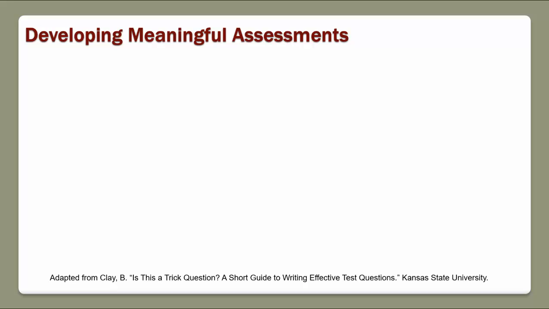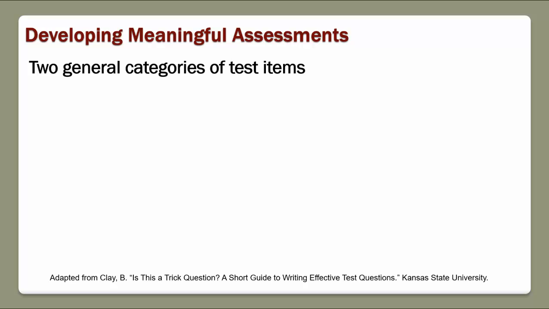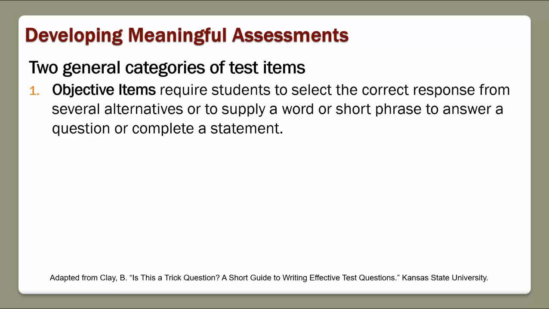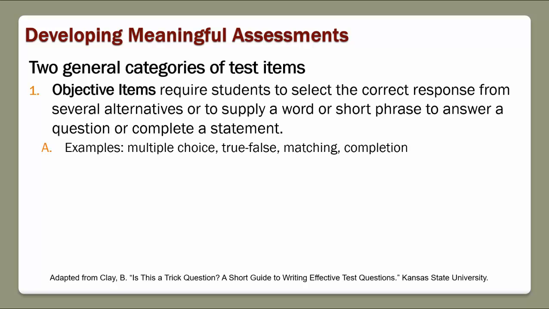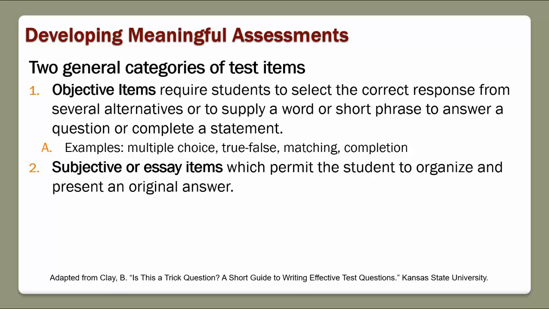When you're thinking about developing meaningful learning assessments, there are two types of test items that faculty generally think about. One is the idea of objective items. These require students to have a correct response, whether it's fill in the blanks or multiple choice or true false. These are the objective items that you can test their knowledge on. Another type of test item is what they call subjective or essay items. And these items allow students to organize and to present an original answer.